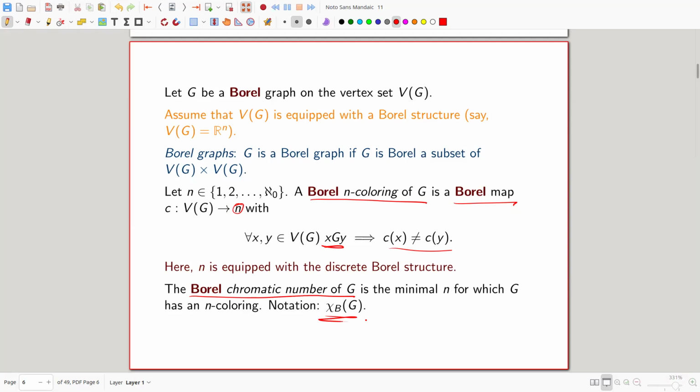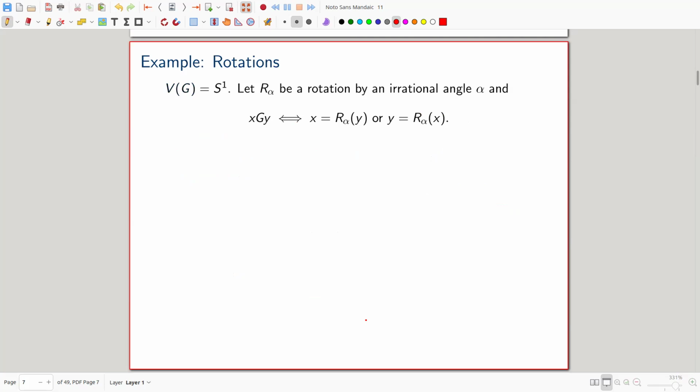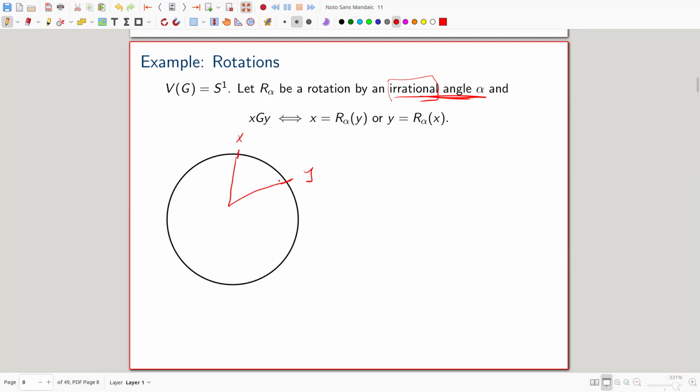This is a notion which we want to investigate. I will tell you a bunch of examples, at least 2, and they should hopefully be enlightening. The most classical example is the example of rotations. You can see it in basically every talk about the subject. You take the circle, and then you take an alpha, which is an irrational angle. This irrationality is important. And then you connect 2 points, x and y, if their angle is actually alpha.